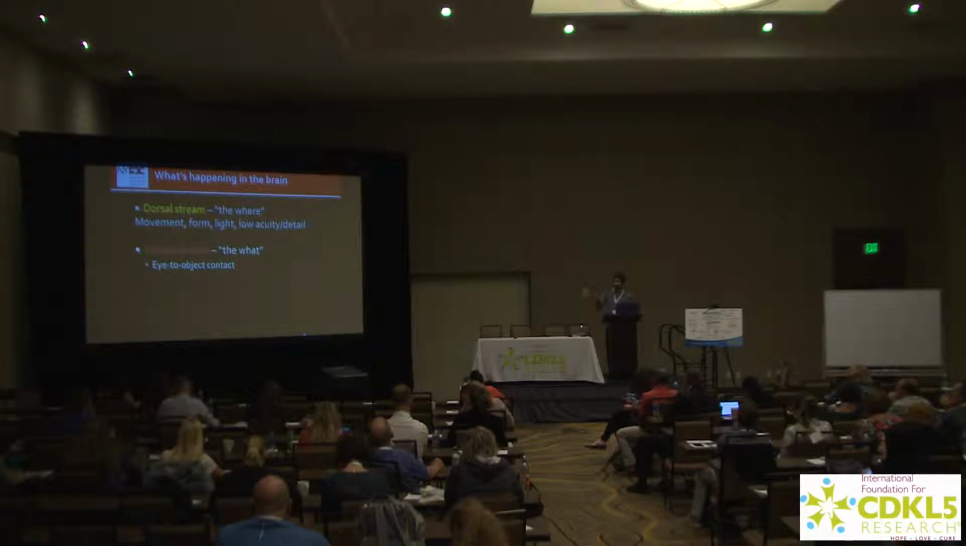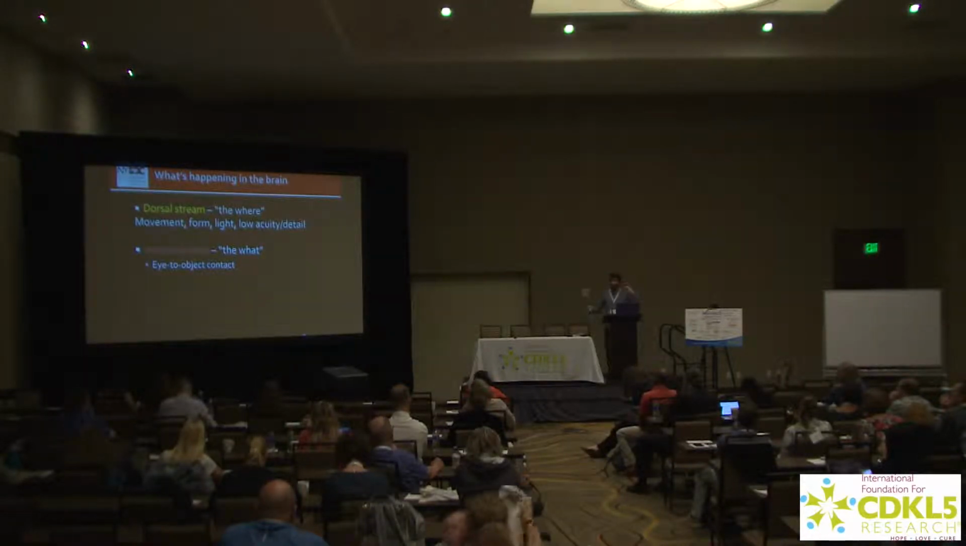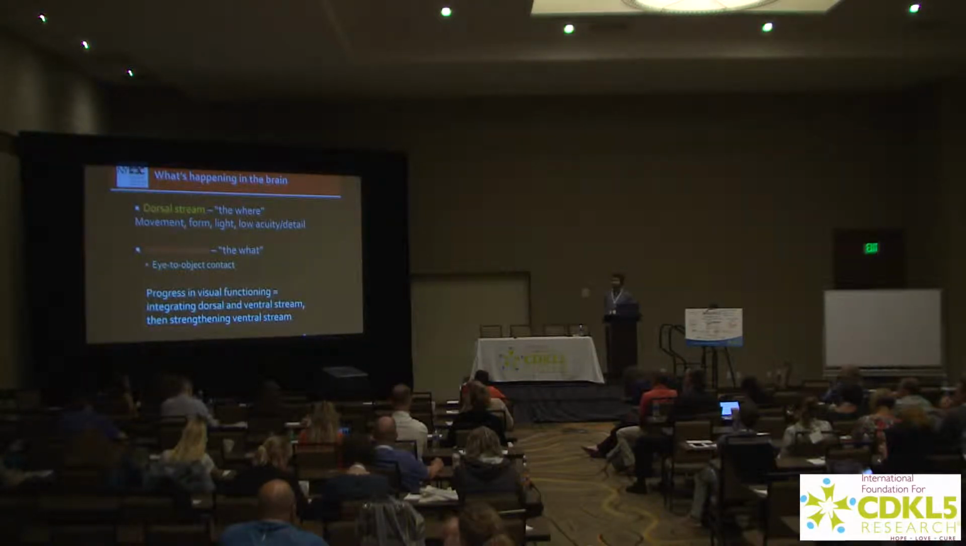So when you're using your central vision, when you're looking directly at something, making what's called eye-to-object contact, looking straight at something, you're discerning what is it that I'm looking at, and you're getting lots of detailed information about it. The dorsal stream develops first, and then the ventral stream kind of develops secondary, and the two come together. And in typical visual processing, we're using both of those streams all the time. So basically, progress in visual functioning for kids with CVI is about integrating the dorsal and ventral streams.